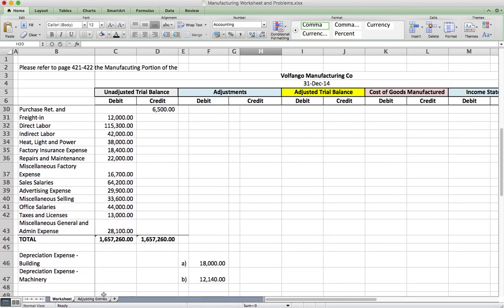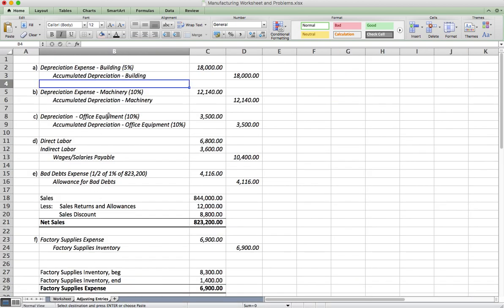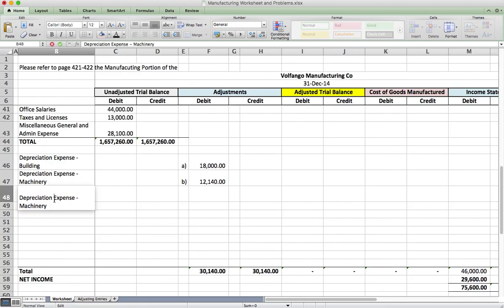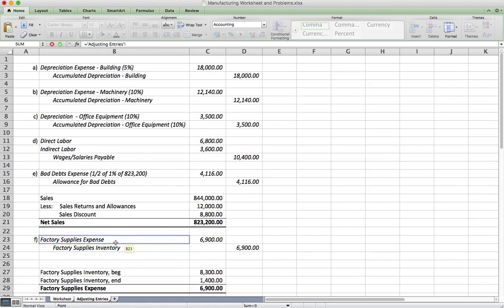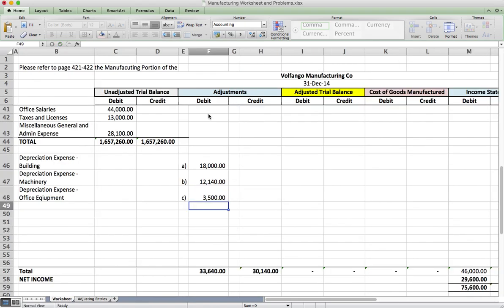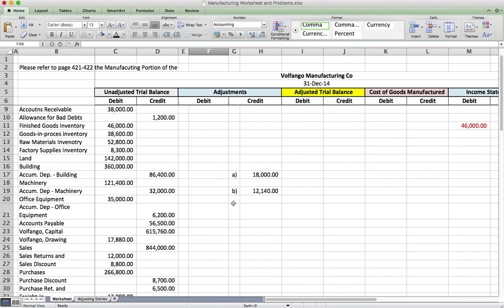Letter C is depreciation expense. Ano yung depreciation expense natin na isa? Office equipment. Yan. That is 3,500. Then let's go to accumulated depreciation expense, office equipment.